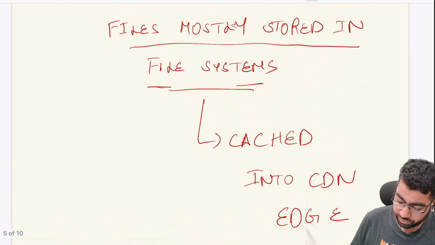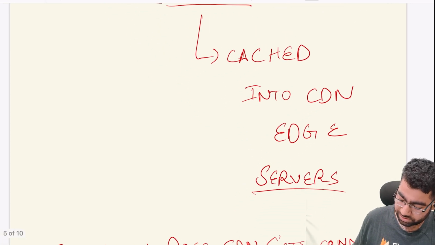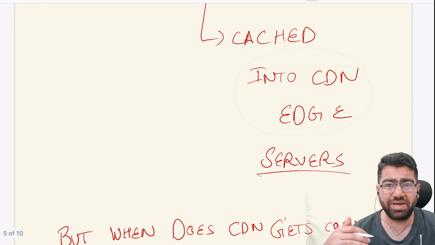Now a better approach would be that instead of storing the files in one source, we'll store the files in cached CDN edge servers. What do we mean by edge servers?